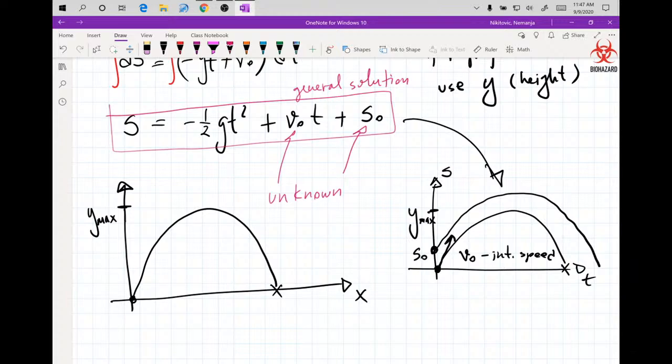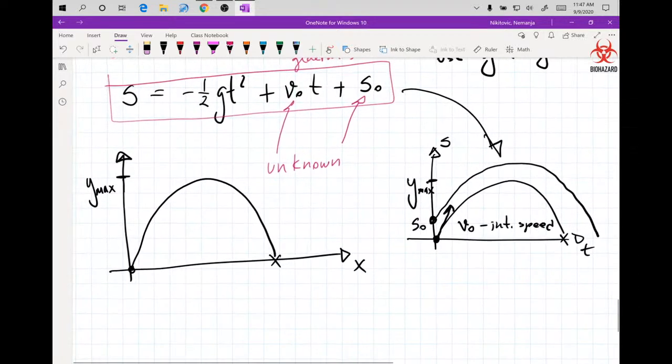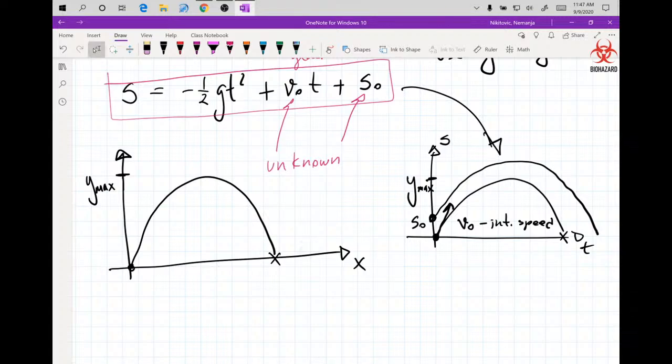So you will have these two to consider. And remember, you need initial points in order to compute these things. Now, if they ask you for maximum height, I'm just going to kill this, maximum height happens here, right? That's the Y max.